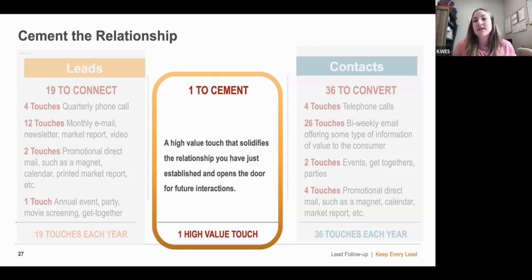Or if it's a buyer and you've never met them in person, offer to take them to coffee and just say, hey, I'd love to meet you for coffee. I know you're a year out, but I can just explain the process so you can start planning. Things like that would be like a one to cement the relationship.